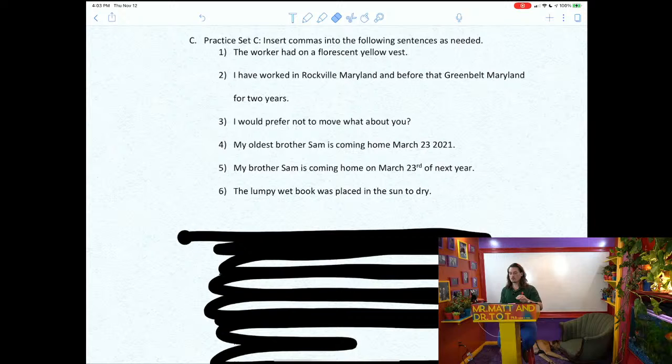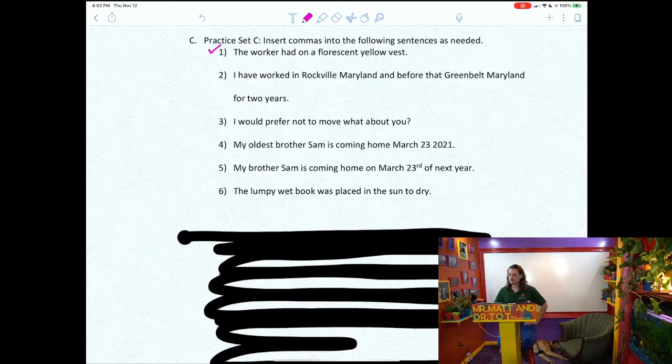Okay, so number one, the worker had on a fluorescent yellow vest. So we wouldn't be able to switch those around to say the worker had on a yellow fluorescent vest because fluorescent modifies yellow vest. Yellow modifies vest. So we can't switch them around, therefore we don't use a comma. So number one is correct as it's written.